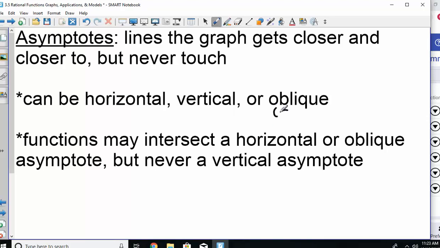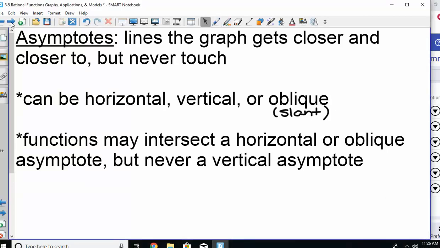Sometimes you might hear oblique called a slant asymptote. They mean the same thing. It is possible for a graph to intersect a horizontal or an oblique asymptote at some point, but it will never cross a vertical asymptote. So those are some things to keep in mind when we get ready to graph.